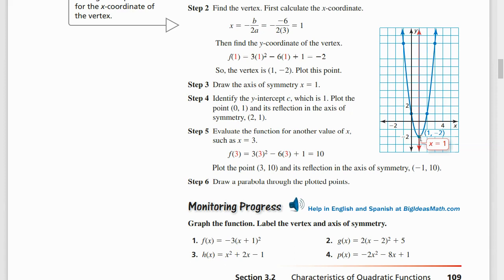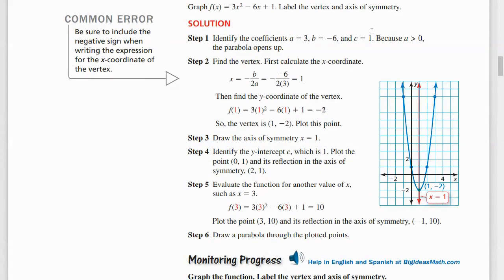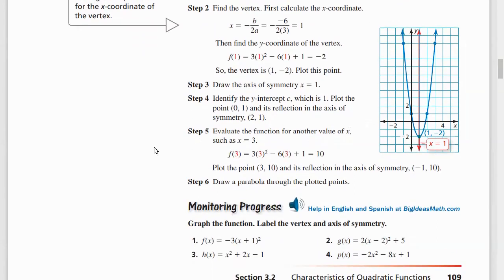I could plot that point. I know my y-intercept is 1, so I could plot that point and then use symmetry. So this is the axis of symmetry, so you go over 1, you go over 1, there's your other point, and you can find other points, but that's actually good enough to graph this thing, okay?